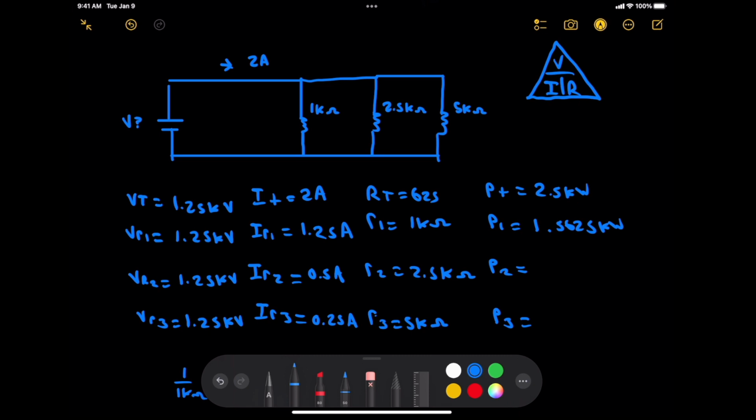1.25k volts times 0.5 amps equals 625 watts. And 1.25k volts times 0.25 amps equals 312.5 watts.